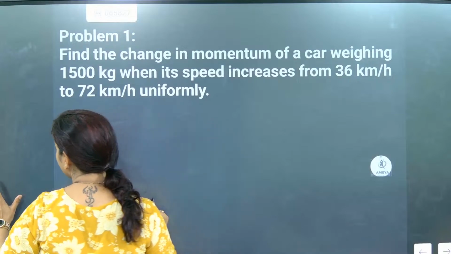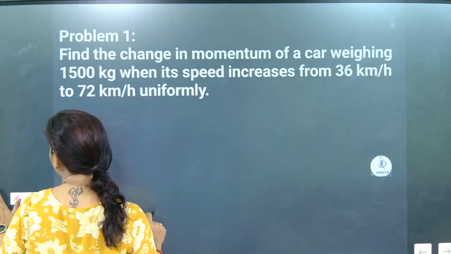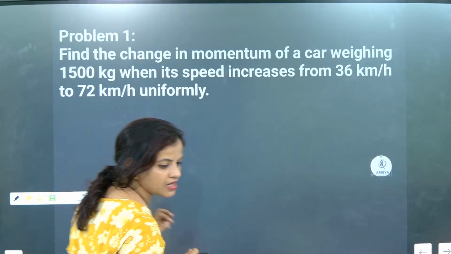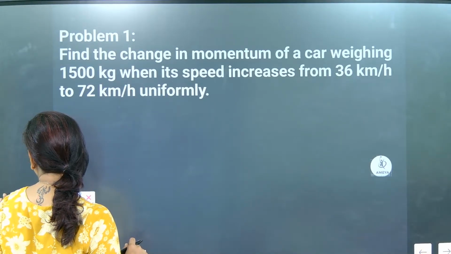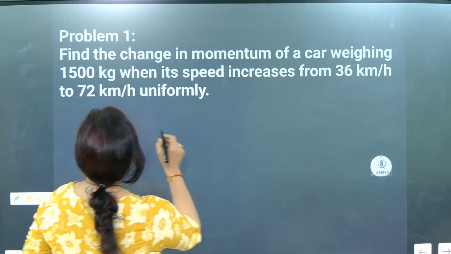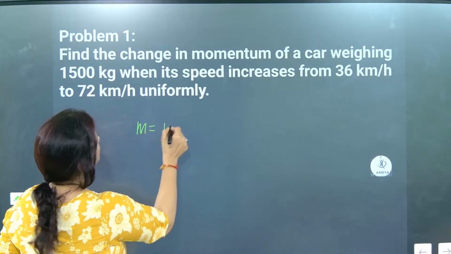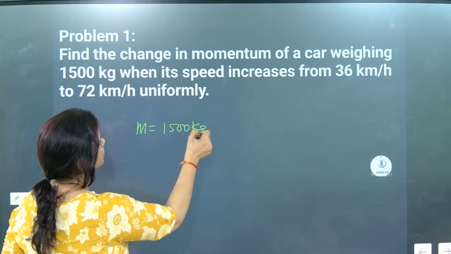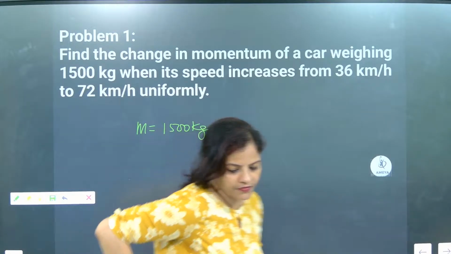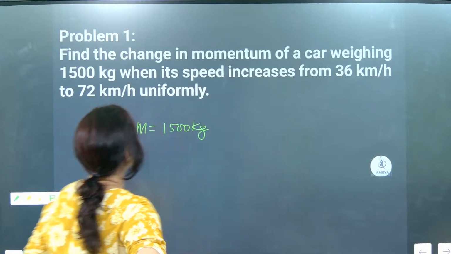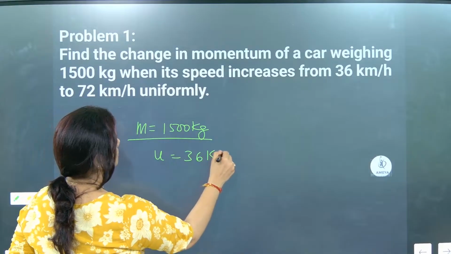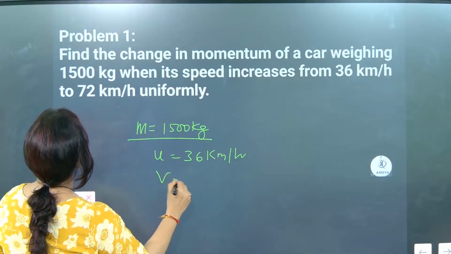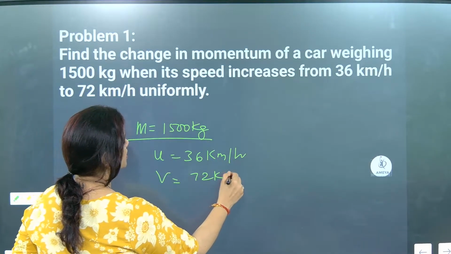So definitely we need to find the change. Momentum is what? Mass into velocity. Now look here. Mass is equal to 1500 kg. After that, u, the initial velocity, is 36 km per hour and the final velocity is 72 km per hour.